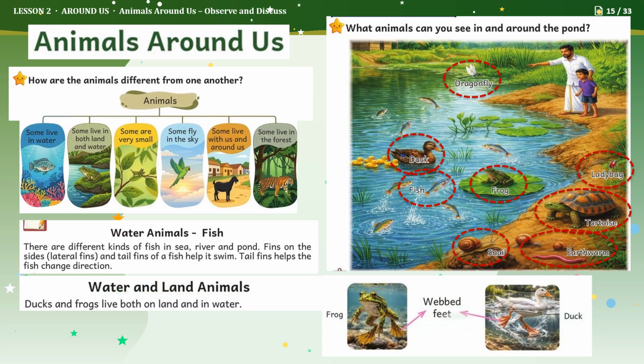So, water and land animals. Here are two animals, like frog and duck. They both live on the land as well as in the water. So the frog and the duck have webbed feet. Frog jumps and hops on the land.